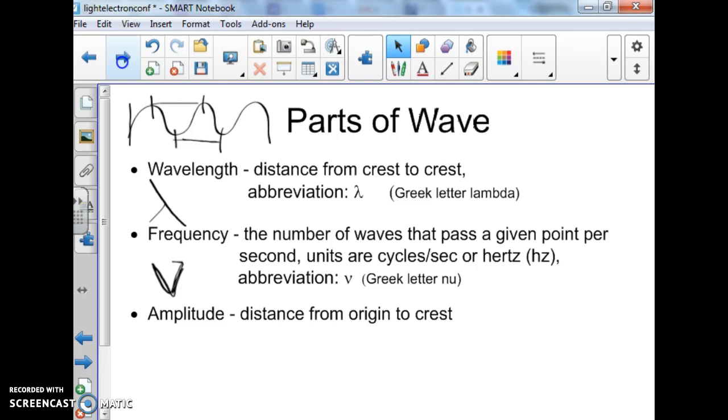And then amplitude is the distance from origin to crest. We're going to draw a wave in a moment and label its parts anyway, but I want you to have the definition. So take a moment to get these definitions copied down.